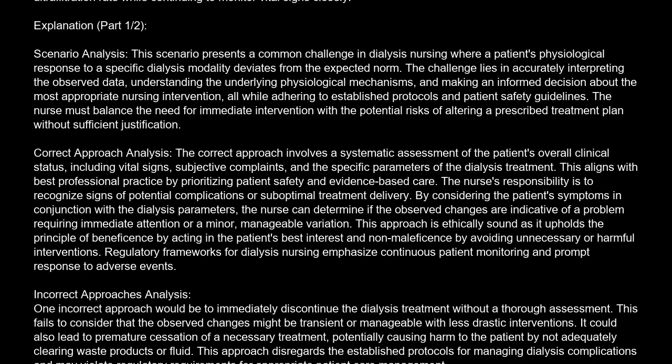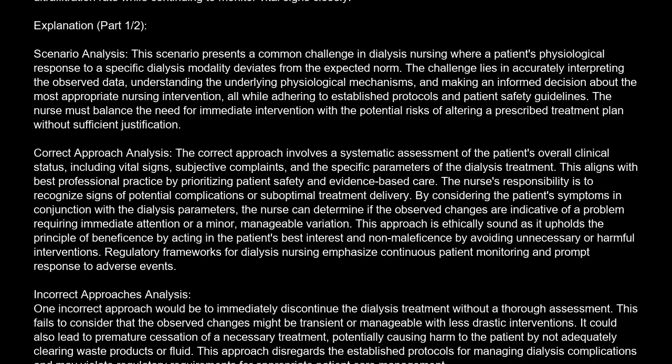The challenge lies in accurately interpreting the observed data, understanding the underlying physiological mechanisms, and making an informed decision about the most appropriate nursing intervention, all while adhering to established protocols and patient safety guidelines. The nurse must balance the need for immediate intervention with the potential risks of altering a prescribed treatment plan without sufficient justification.